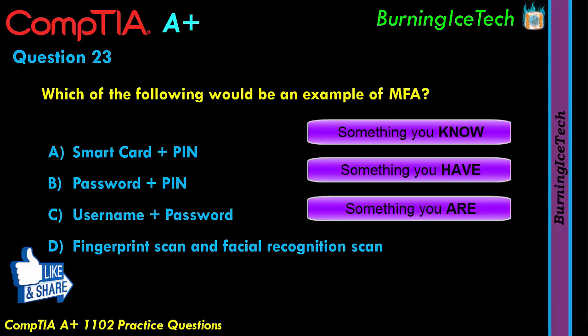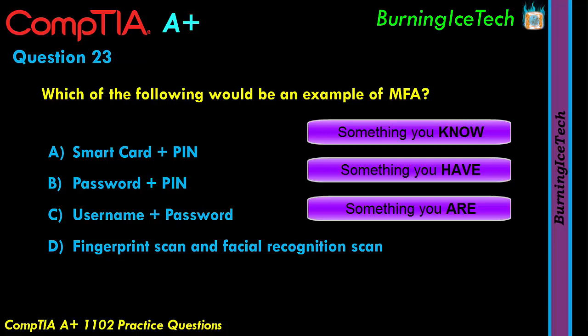Now looking at the available answers here, which of the following is an example of MFA? So this person, whoever they are, has to prove they are who they claim to be, but in more than one category at the same time. It has to be in two or more categories at the same time, two different ones. If it's two but it's in the same category, no, it doesn't count.